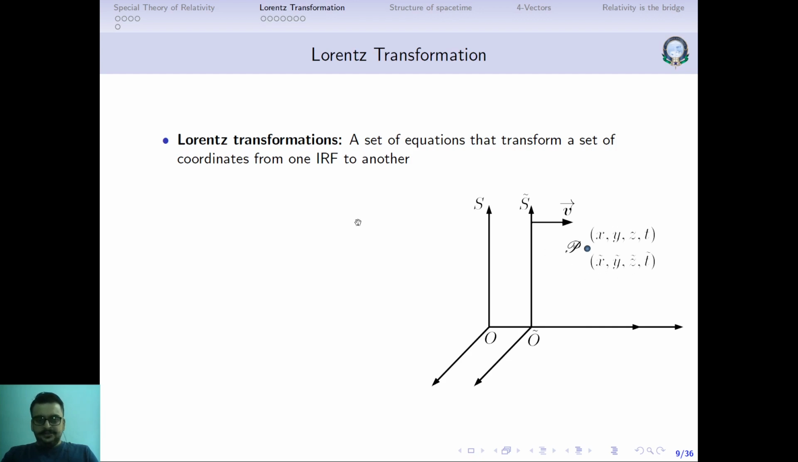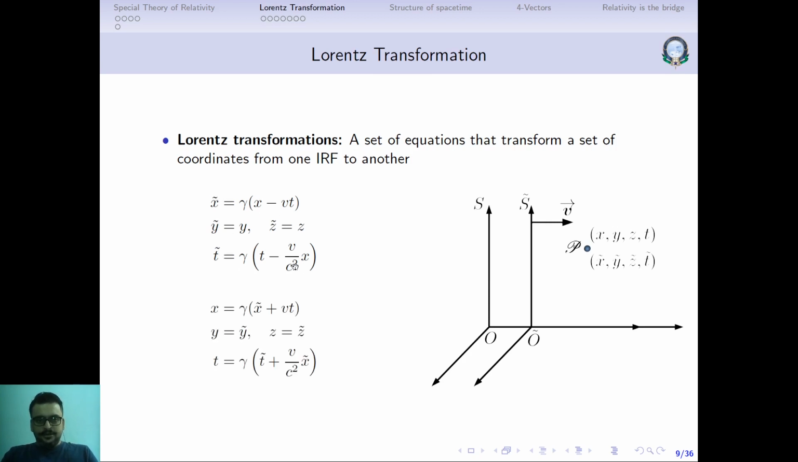So the Lorentz transformation gives us a way to convert from one inertial frame to another inertial frame. That is, if you know x, y, z and t, you can find out x tilde, y tilde, z tilde and t tilde. So that is your Lorentz transformation. You could also have an inverse transformation. That is, if you know the coordinates in the moving frame, you can find out what will be the coordinates in the stationary frame.